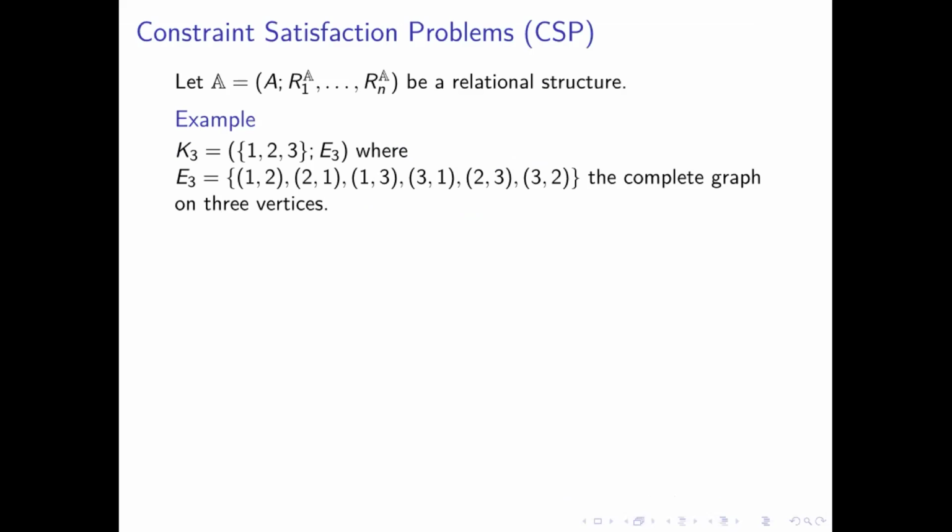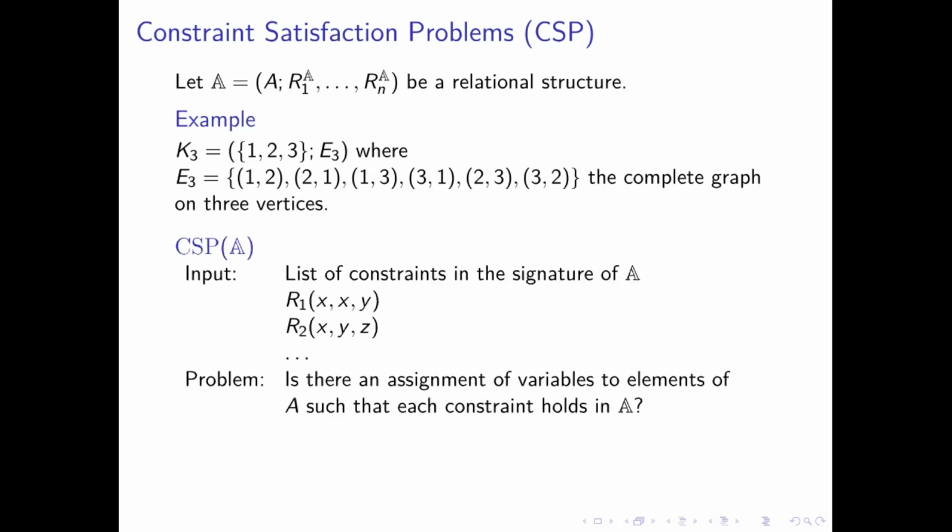So a constraint satisfaction problem will involve a relational structure. For example, a graph here that I have, a complete graph on 3 vertices is an example of a relational structure, the domain being the set 1, 2, 3. The edge relation will contain all these pairs. And CSP-A, where A is a relational structure, is a computational problem in which the input is going to be just a list of constraints in the signature of A.